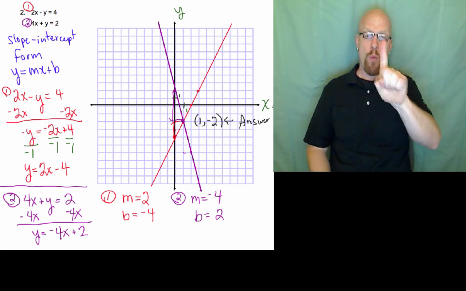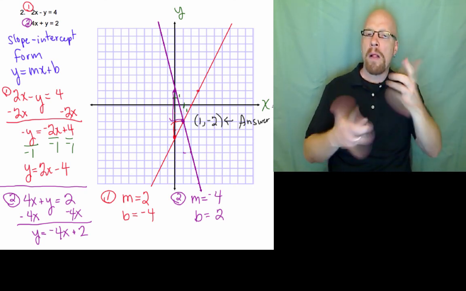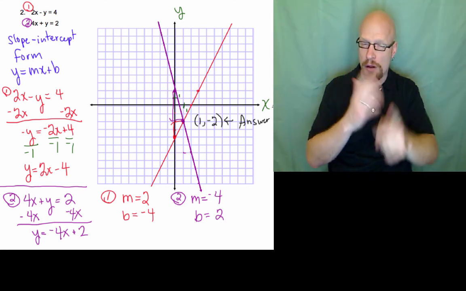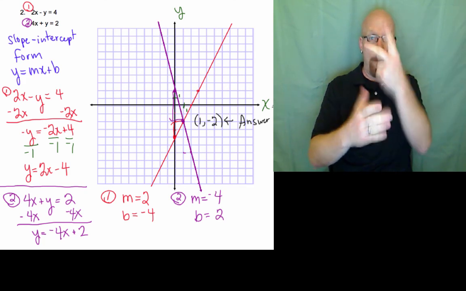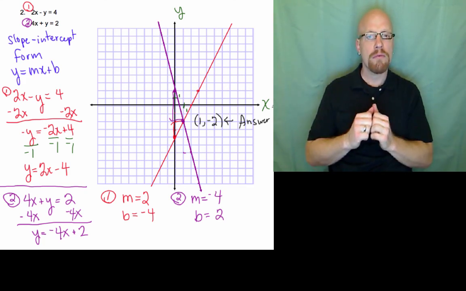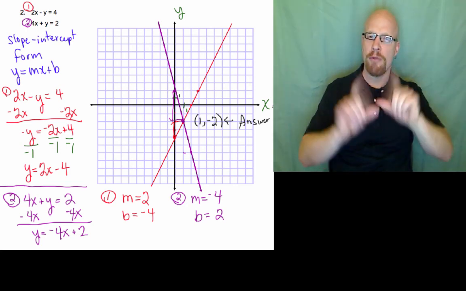So this ordered pair, (1, -2), is the answer for our system. Now you can check this on your own, and how you would check it, like I said in the previous vlog for graphing, you would replace the x variable and the y variable with our two numbers here, 1 and -2. They both should yield true statements.